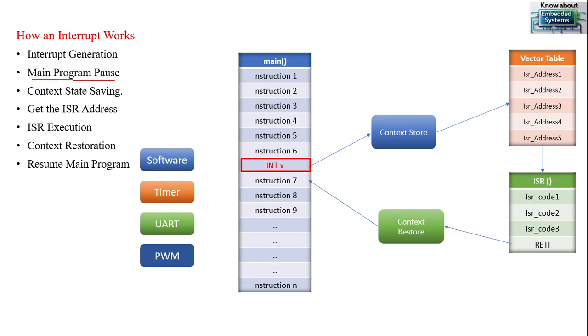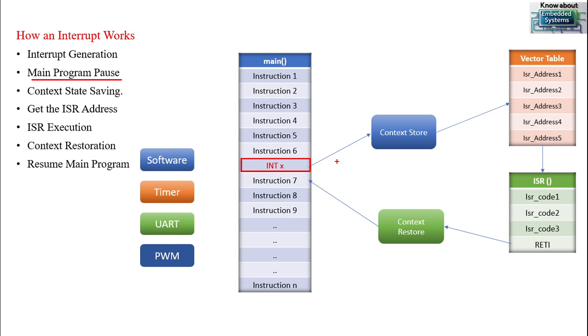The next step is, whenever there is an interrupt, what will happen? The main program will pause. So this is my main program. Whenever there is an interrupt, the processor will halt the current execution. It will stop the current execution, or rather, it is going to pause. The processor will pause the current execution, and then here you can see there is a third step.